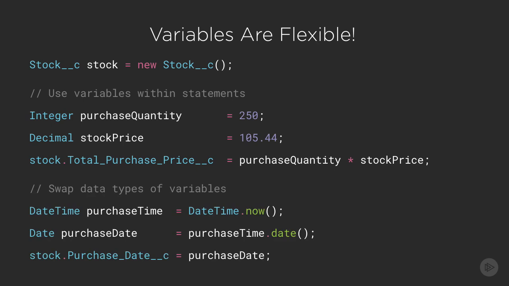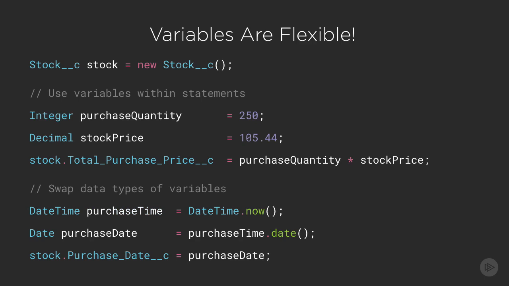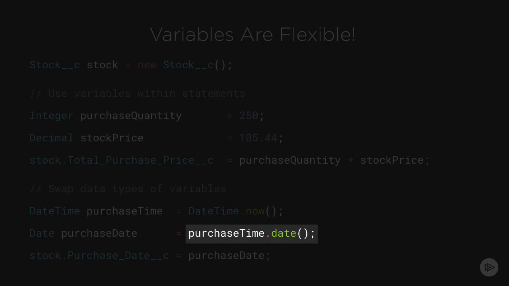In this last block, we start with a datetime variable. Remember, we usually have to use special methods to create date and datetime variables. In this case, we first create a datetime variable that's timestamped to the current time. Then we use another special method to actually translate a datetime into a date.